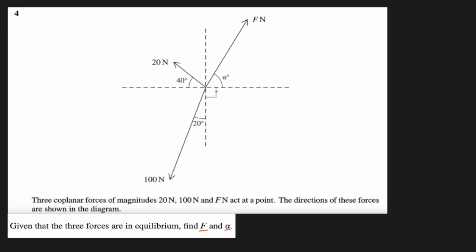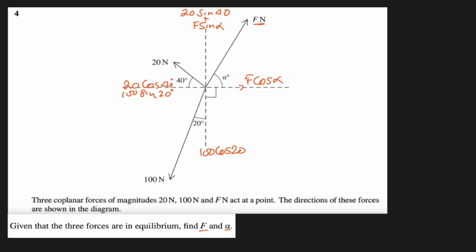Okay. So let's write their components first. Just like previous question, wherever is the angle becomes cos. So this direction, the component of F will be F cos alpha. On the opposite side, it will be F sine alpha. Similarly, this will be 20 cos 40. And we will have plus 20 sine 40. This one will be 100 cos 20, and we'll have here 100 sine 20 degrees. Okay, all of them done.